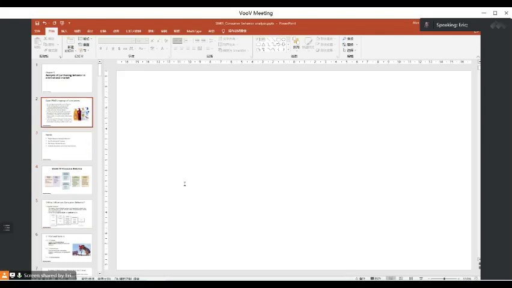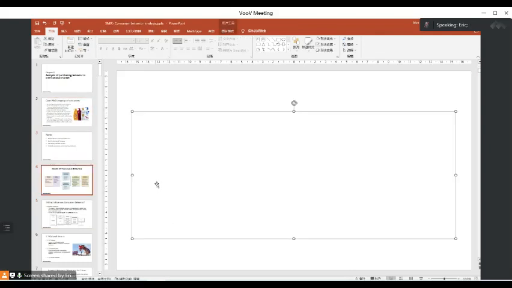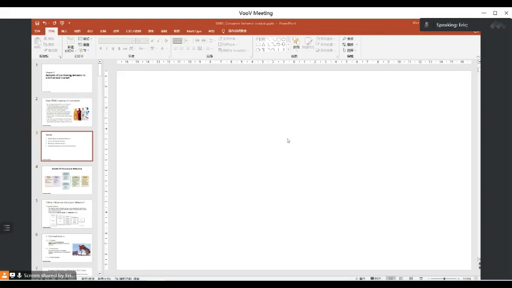Okay. Oh, there's a problem in my computer. Okay. Just wait a minute. I will reboot our, not reboot our computer, it's reboot this PowerPoint.